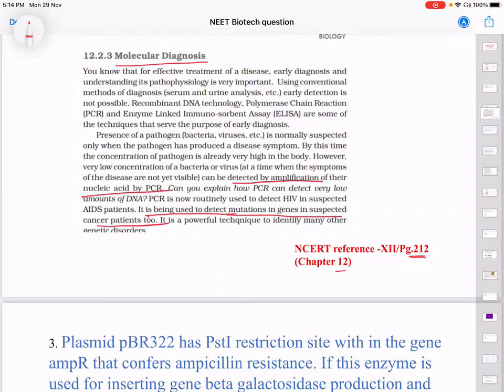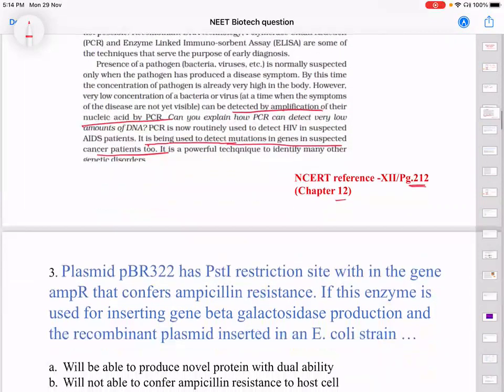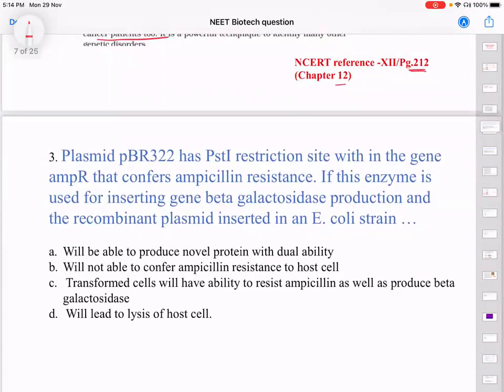So these two questions that we have seen are direct questions from the NCERT text, right? Coming to the third question. Plasmid pBR322 has a PstI restriction site within the gene of AmpR. AmpR stands for ampicillin resistance. If this enzyme is used for inserting the gene for beta galactosidase production, and the recombinant plasmid is inserted in E. coli, Escherichia coli strain, and they have given 4 possible options, right?